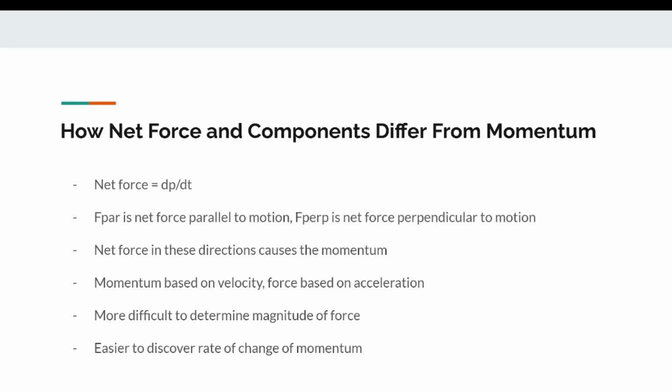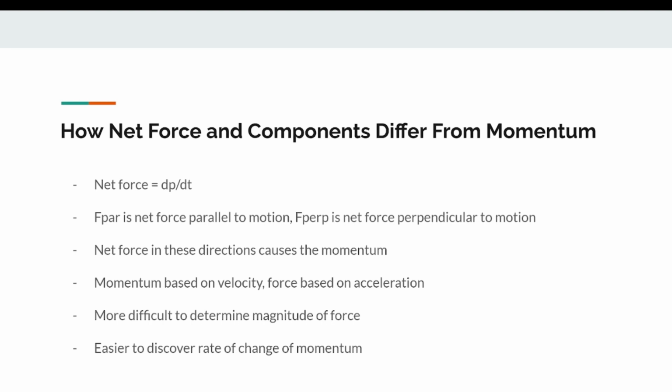And then, how do net force and components differ from momentum? So first, we see that net force is equal to the change in momentum over change in time. So the net force is the actual change in the momentum based on a change in time. The net force is what actually causes this whole change in momentum. And also we see that the different parts of each net force can change the momentum, as they can affect the way that the object's motion will be after the force has been exerted.